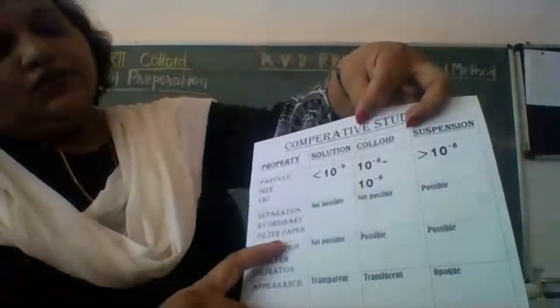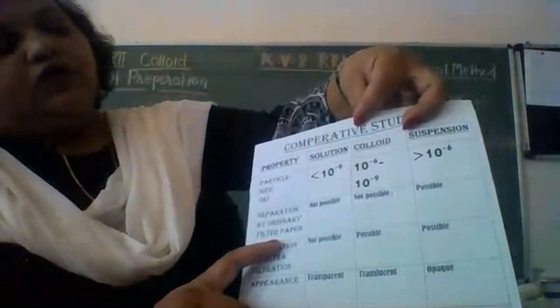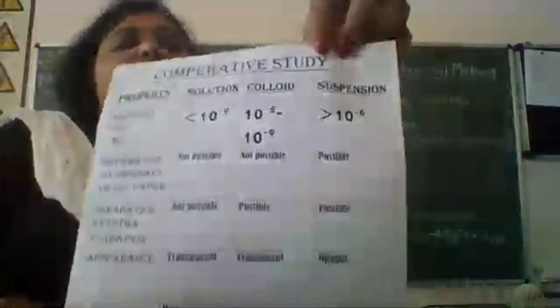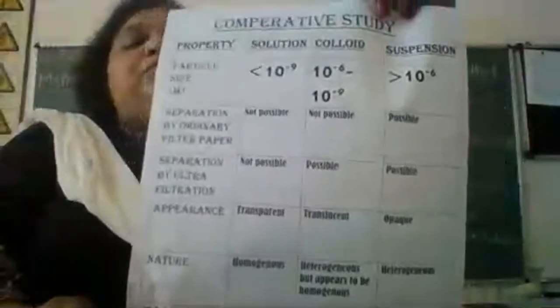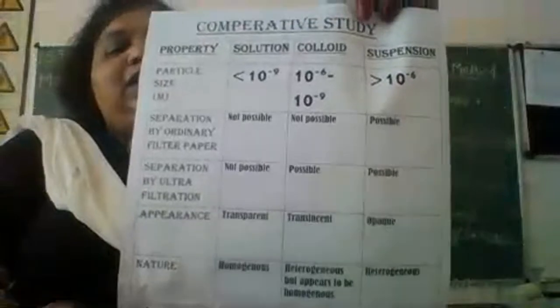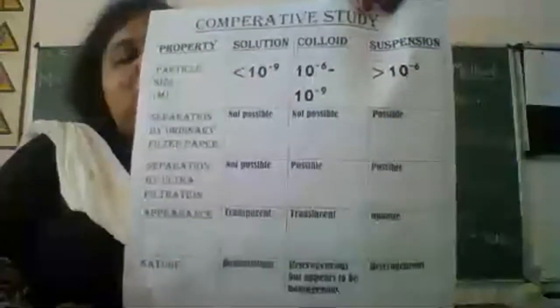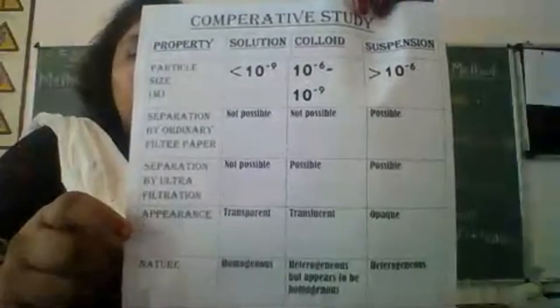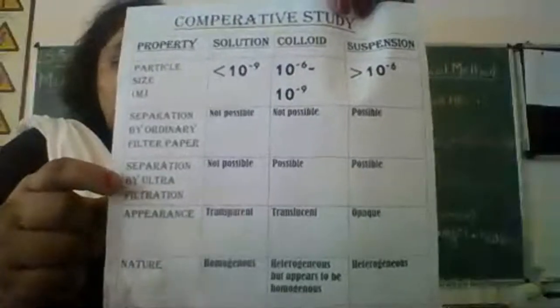Separation: with ordinary filter paper, you cannot separate the components of the solution and the colloid, right? But you can separate the components of the suspension by a special type of filter paper called ultra filter paper. Please read it very carefully, because this property today I'm going to use in the preparation method also.